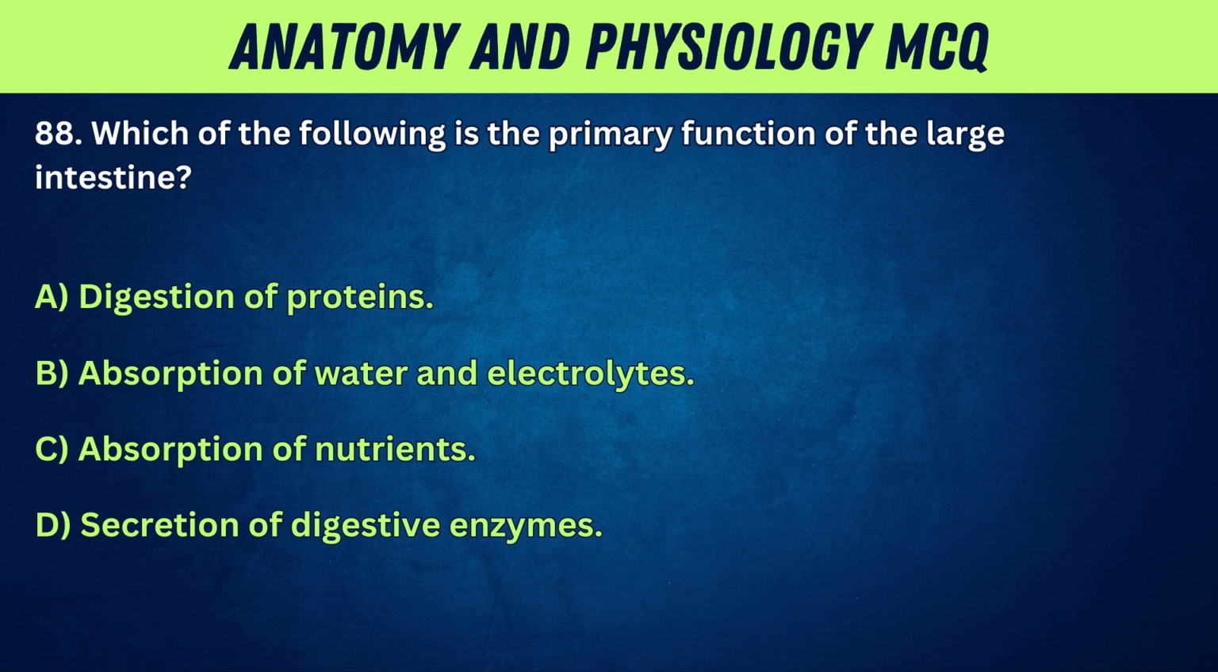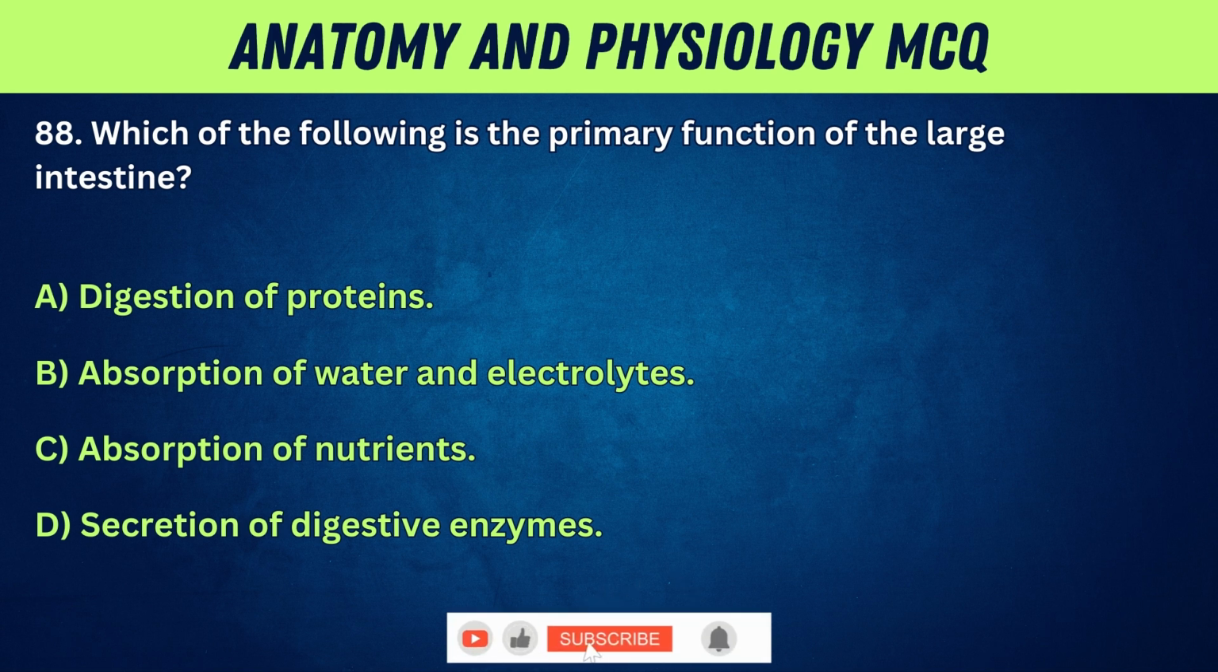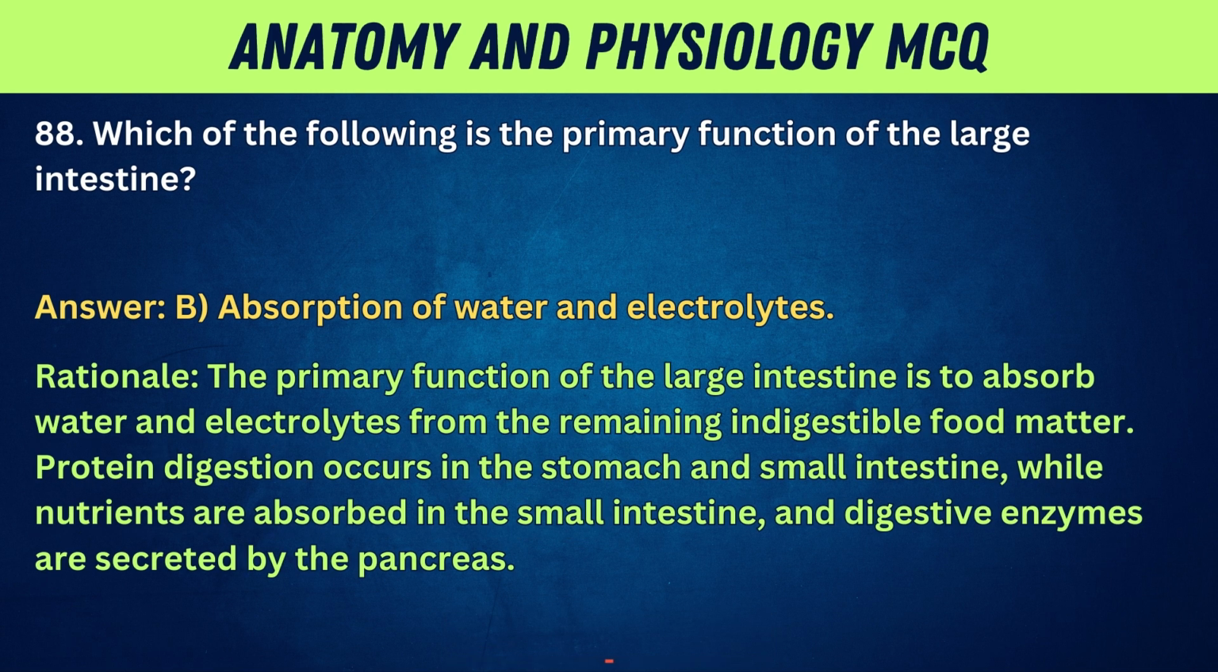88. Which of the following is the primary function of the large intestine? A. Digestion of proteins. B. Absorption of water and electrolytes. C. Absorption of nutrients. D. Secretion of digestive enzymes. Answer: B. Absorption of water and electrolytes. Rationale: The primary function of the large intestine is to absorb water and electrolytes from the remaining indigestible food matter. Protein digestion occurs in the stomach and small intestine, while nutrients are absorbed in the small intestine and digestive enzymes are secreted by the pancreas.